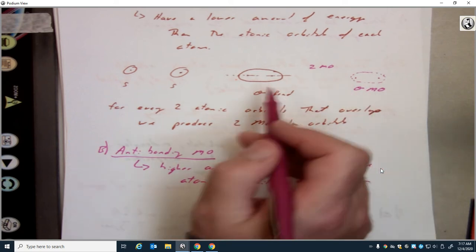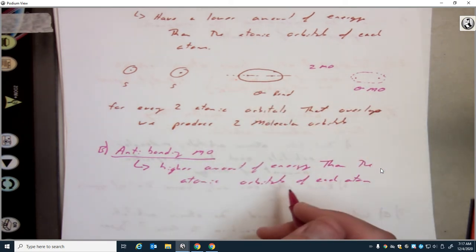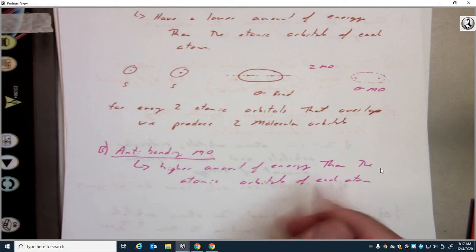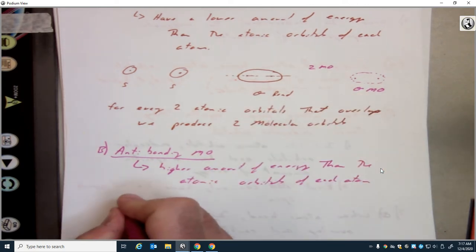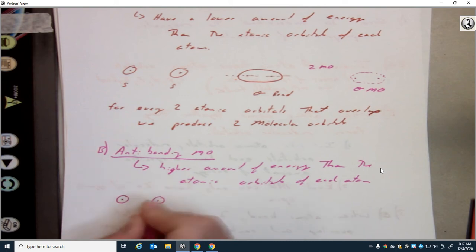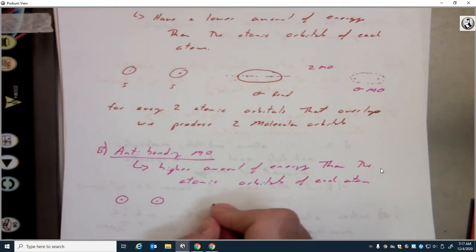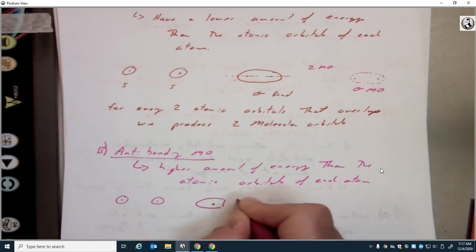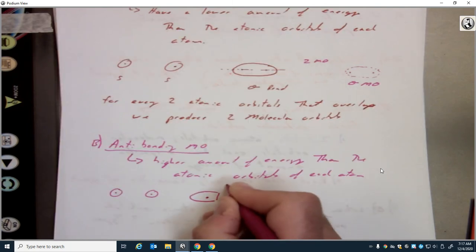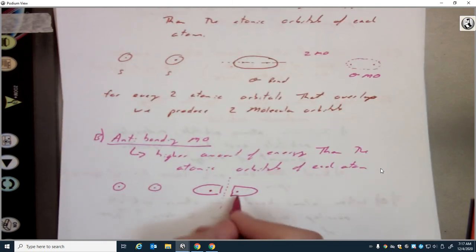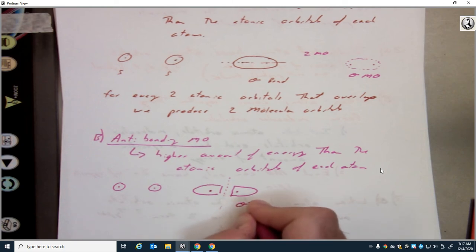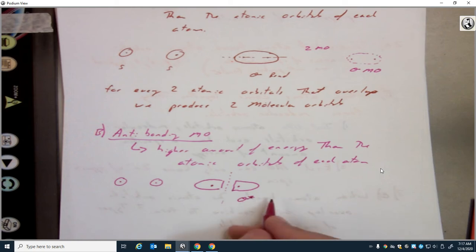So the anti-bonding of a sigma bond is called an anti-sigma bond. The other thing that happens when we take these 2 s orbitals and overlap them is we get something like this. Here are my 2 nuclei, and there's a nodal plane in here. So this is called the anti-bonding sigma, and we show that it's anti-bonding by putting a star next to the sigma.